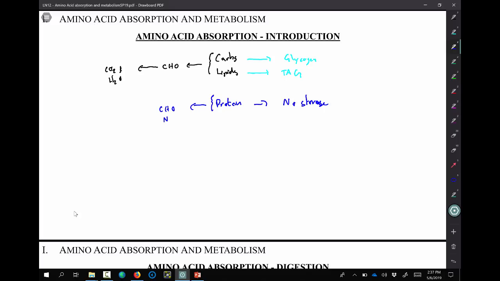So that means that when we break these down for energy needs, CO2 and water will be made plus nitrogen, which is going to be put in a molecule called urea. And urea is this molecule, and we will look at how this molecule is made in the liver. Incidentally, the liver is the only place that this molecule is made. I'm trying to draw it in, and I'm having a hard time. There we go. Okay, so that's urea.